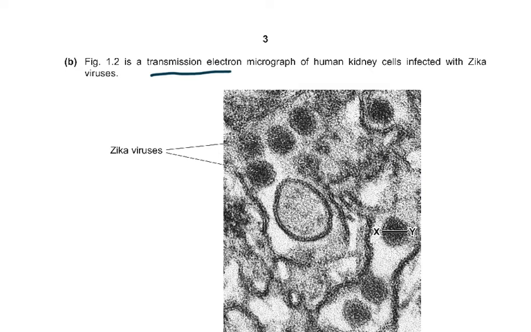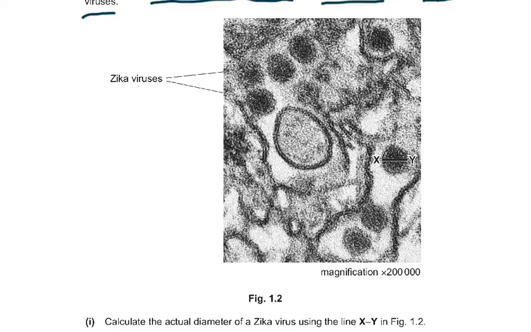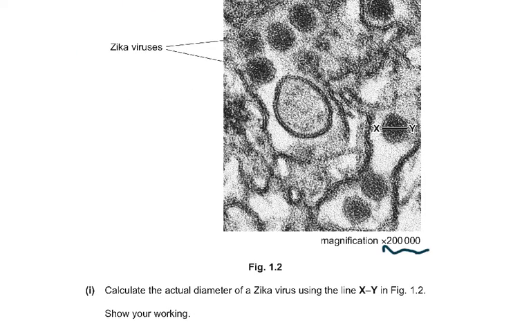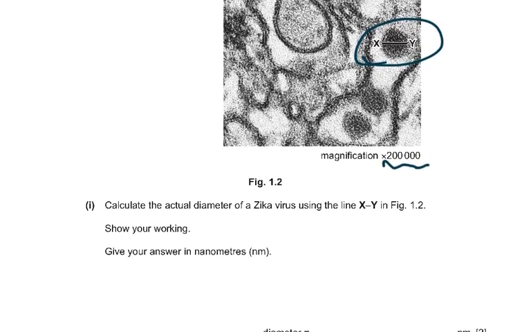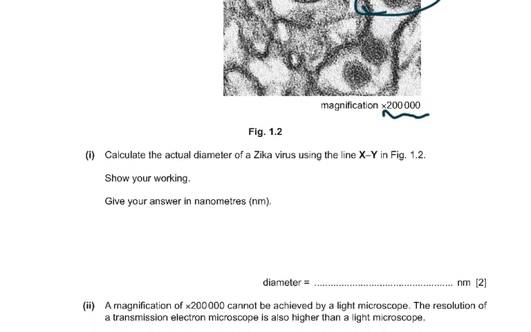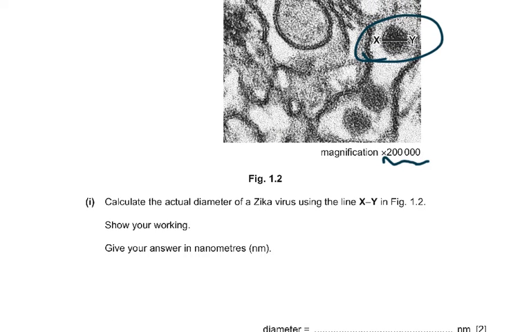Figure 1.2 is a transmission electron micrograph of human kidney cells infected with Zika viruses, and magnification is 200,000 times. Calculate the actual diameter of a Zika virus using the line XY. So you have to measure that line and give your answer in nanometers. So the unit is given here, nanometers. So you measure this, and how much was it?